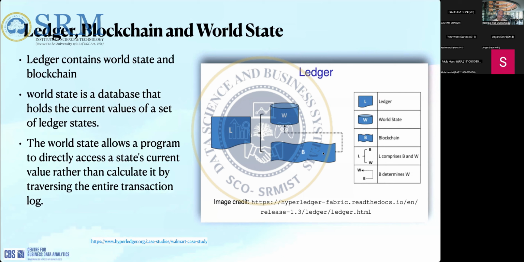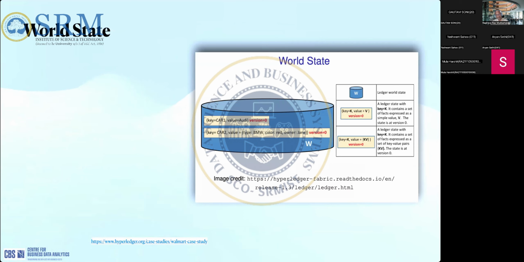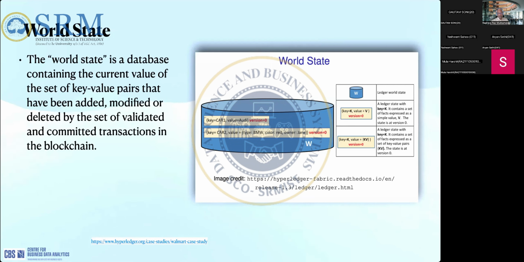You have a blockchain, which is nothing but a set of blocks using chaining to link them to each other. And you also have a world state, which contains the state information, right? So the state information is replicated to the world state. Let's go a bit deeper into the world state. For example, we want to save information like this.